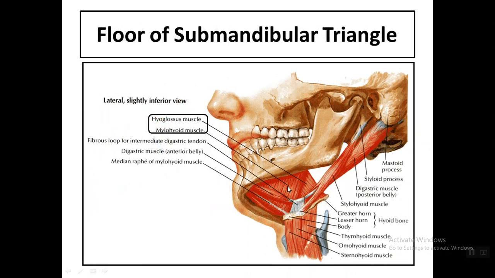Its floor is formed by the mylohyoid muscle, and another one posterior to it is the hyoglossus muscle. Hyoglossus means it extends from the hyoid bone to the tongue.